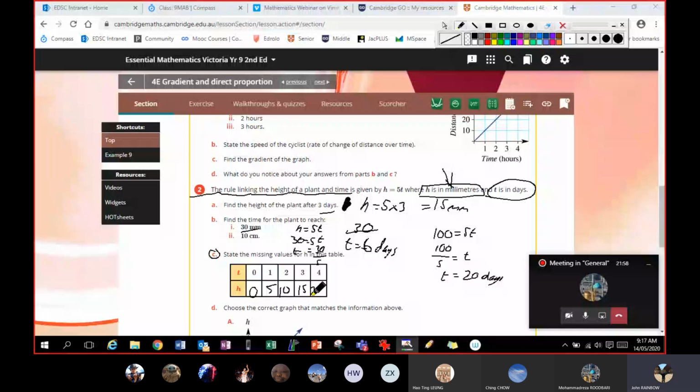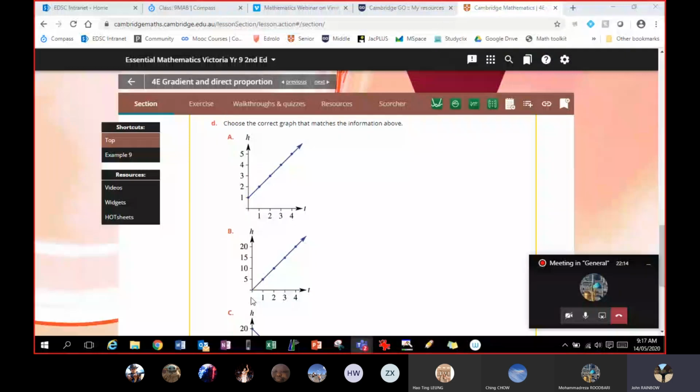Choose the correct graph that matches the information above. Okay, so that would obviously be this one here. This other one would indicate that it started off at 1 mil, which isn't right. I mean, not even the scale's right.